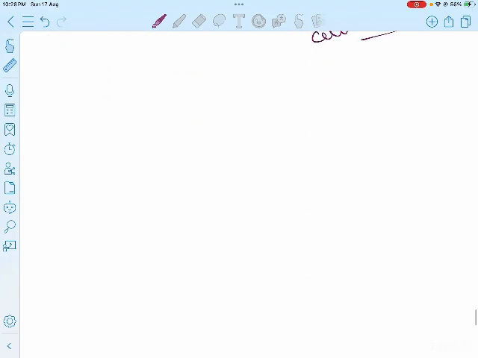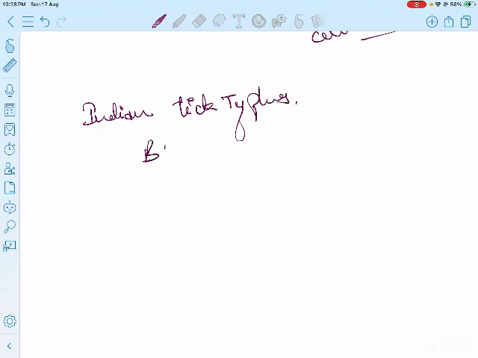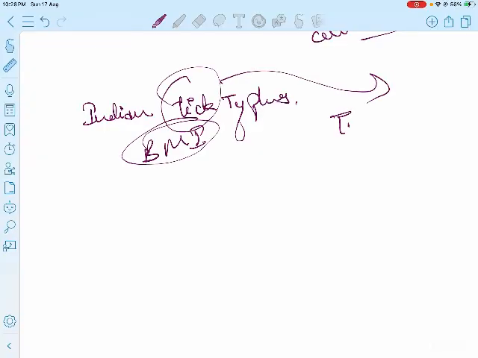Okay. Then your Indian tick typhus. We remember Indian tick typhus as BMI: Bhutanese fever, Mediterranean spotted fever, and Indian tick typhus. So tick itself has its name. That tick is the vector here.